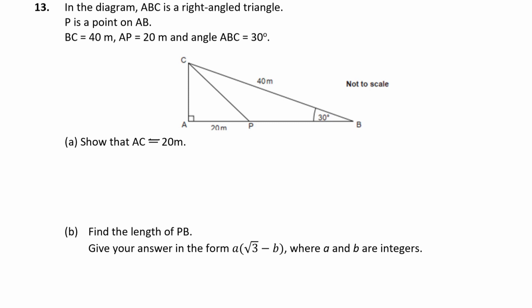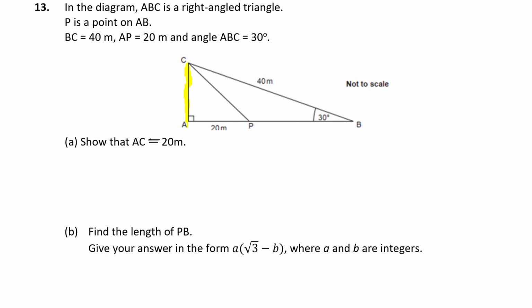I've got the BC is 40, I've got AP is 20, and I've got the angle and I've got the right angle marked. But it isn't always the case, and it's always worth just double checking, because otherwise you might be staring at a problem that you can't solve because you don't have all the information. Okay, but all the information is on the diagram here, so we can proceed. Show that AC is 20 meters. Where's AC? AC is this side here, isn't it? I need to find that line, AC.